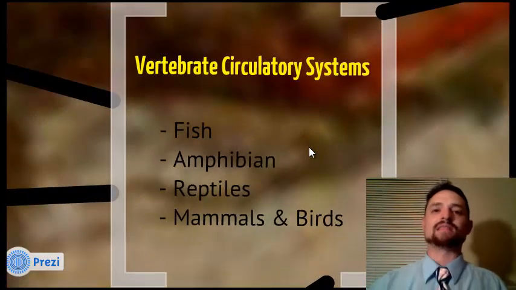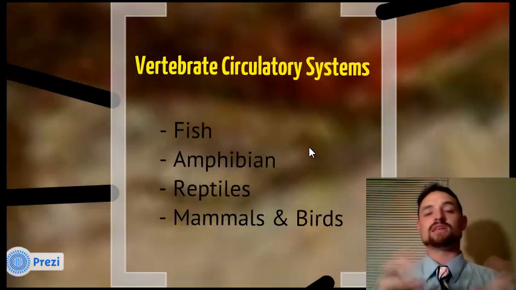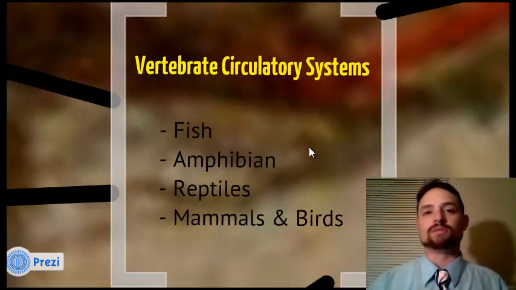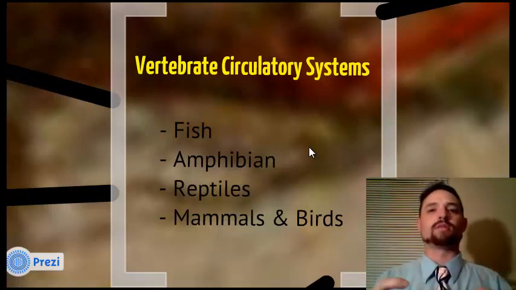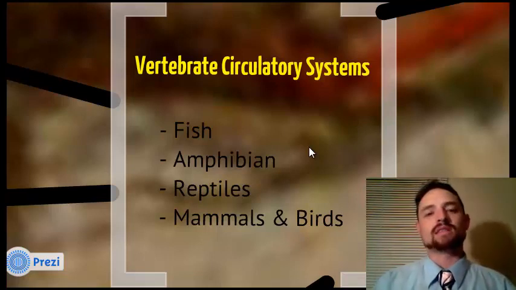So now we're going to make that leap from just getting to the evolution of the closed circulatory system to looking at now the vertebrates. So we've looked at invertebrates and how those have come along, but now let's make the leap to the vertebrates.